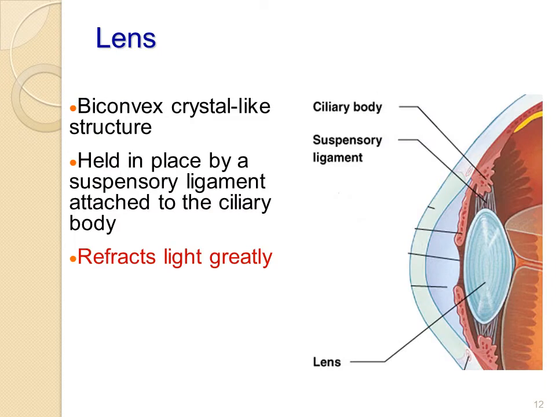Now the lens. The lens is a convex crystal-like structure held in place by a suspensory ligament attached to the ciliary body, and it is responsible for refracting light greatly. We can see the lens is convex and can refract light greatly.